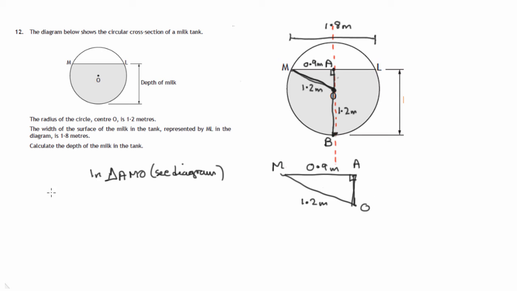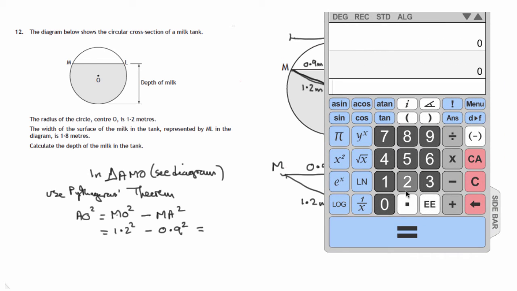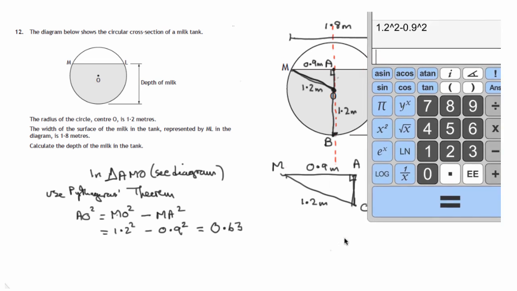So in triangle AMO, use Pythagoras' theorem. Now we're trying to find this third side. It's a smaller side, so it would be a subtraction. Hypotenuse, or let's just explain that that's MO squared minus MA squared. So that's 1.2 squared minus 0.9 squared. That's the calculation that we're doing. We've got 1.2 squared minus 0.9 squared. That gives us 0.63. That's the square of the side AO.